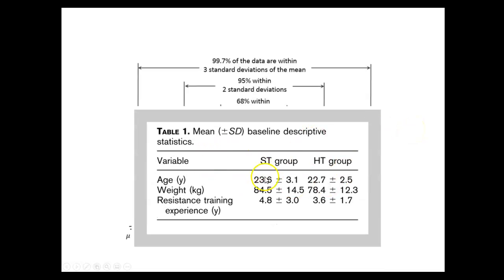So if we were looking back at this data right here, we would have 68% of the data would be in between the ages of 23.6 plus or minus 3.1. So in that case, we would say, what's that? 68% of the cases are within 20.5 years and 26.7 years old for this strength training group.